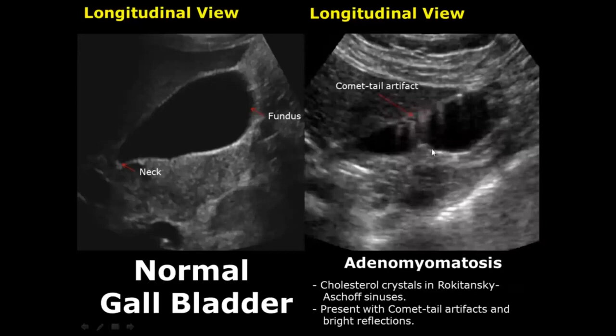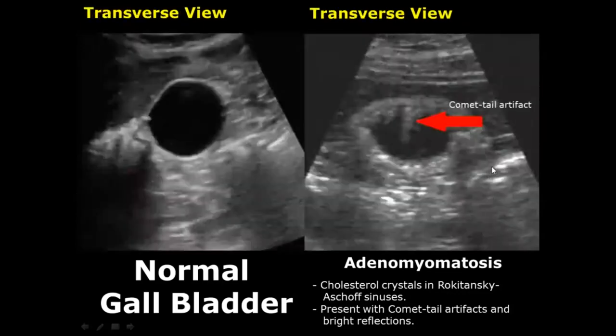Adenomyomatosis occurs when there is a herniation of the mucosal layer of the gallbladder wall into the muscular layer of the wall, and this can form sinuses or pockets. These sinuses are known as Rokitansky-Aschoff sinuses, and cholesterol crystals can get deposited here, which will give comet tail artifacts, and they look like this, and they also give bright reflections. Here is a transverse view of adenomyomatosis showing comet tail artifacts.